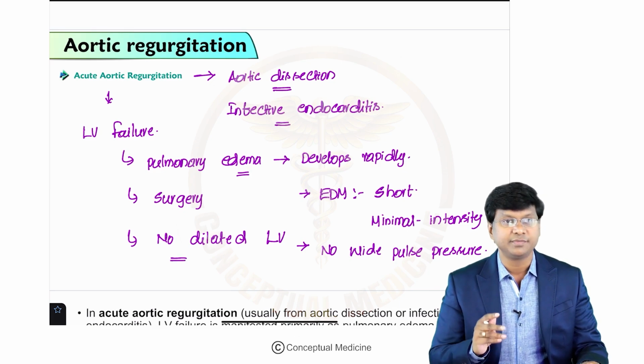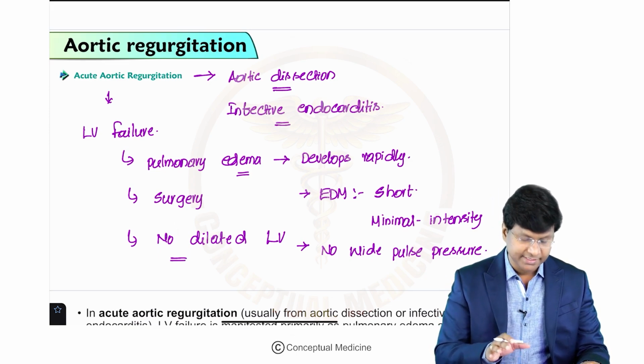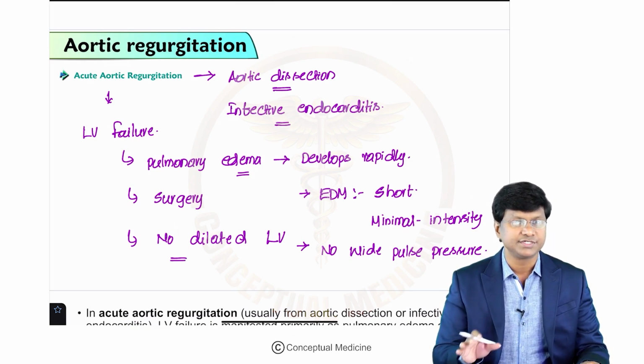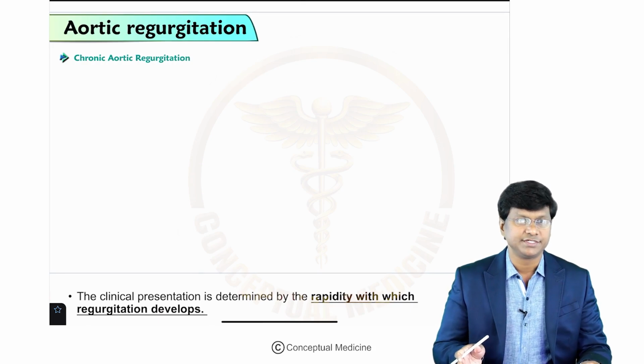And the next important point is the diastolic murmur in patients with acute aortic regurgitation is shorter and minimal in intensity, and even pulse pressure may not be widened. And that is the reason why the clinical diagnosis of acute aortic regurgitation is slightly difficult. Okay, next, followed by that, the chronic aortic regurgitation.